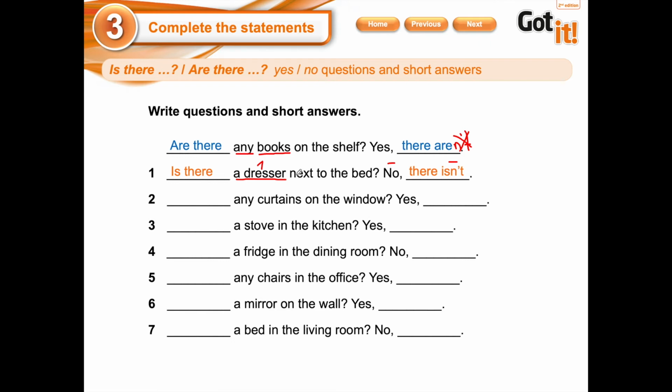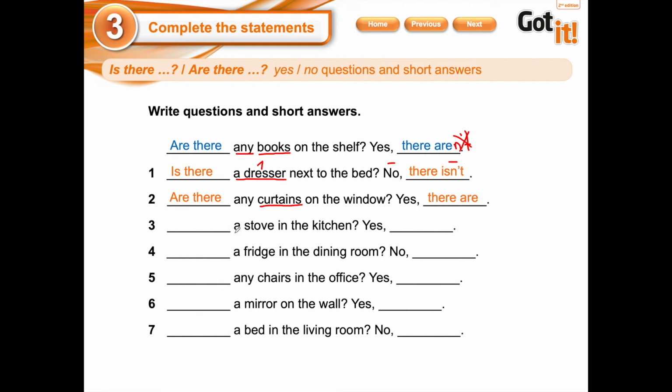Let's go with number 2. It says, "Any curtains on the window?" Pay attention to this part, curtains. What is the correct answer? Let's see. Are there any curtains on the window? Yes. And you pay attention again at the beginning. Yes, there are. Very good.